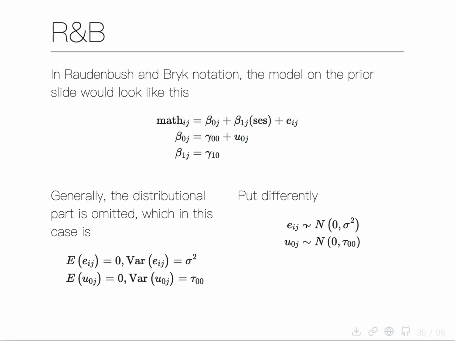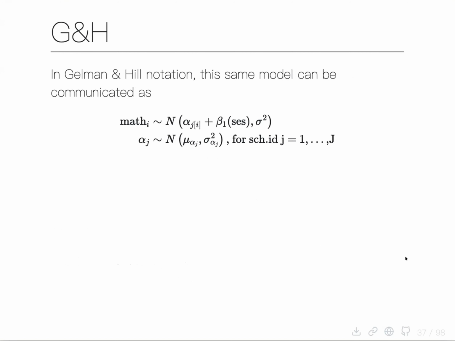e_ij is assumed normally distributed with a mean of 0 and some unknown variance that we're going to estimate. Okay, U0j is similarly assumed generated from a normal distribution with a mean of 0 and some unknown variance tau 00 that we're going to estimate. Okay, and if you put it all like this, then everything is there and it's pretty clear.